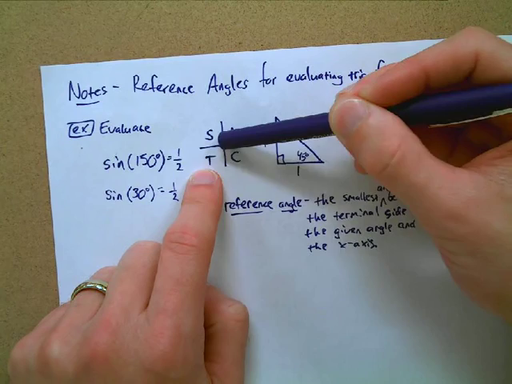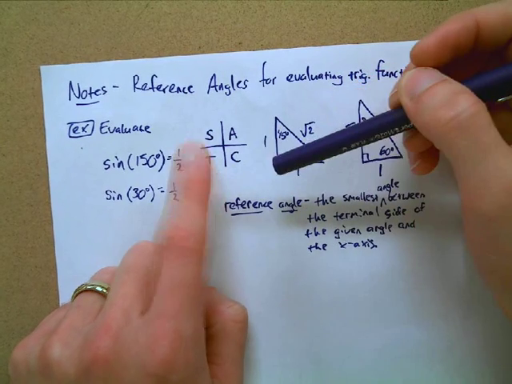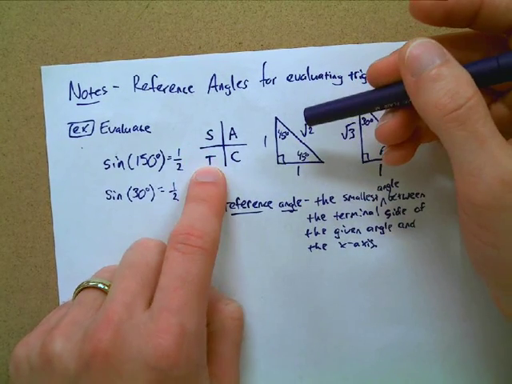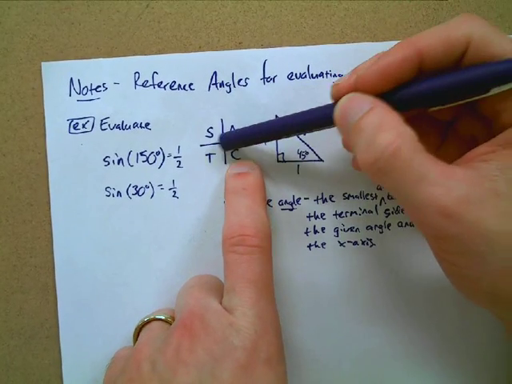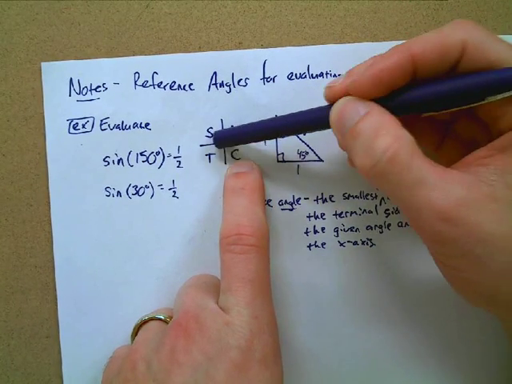And finally, cosine is positive in the fourth quadrant because cosine is associated with those x coordinates. The x coordinates are positive, whereas sine is associated with the y coordinates. They're going to be negative there. So that's why we have it written this way. How you remember it is up to you.